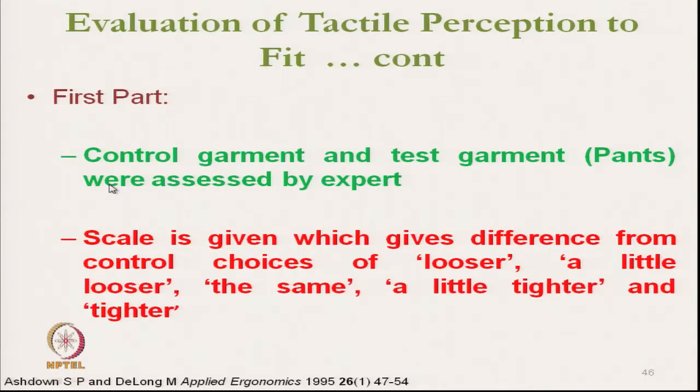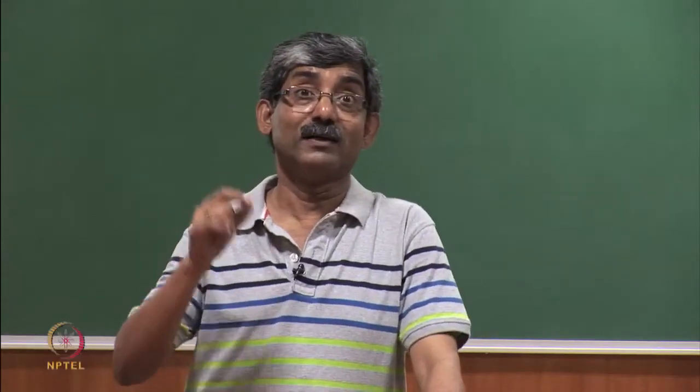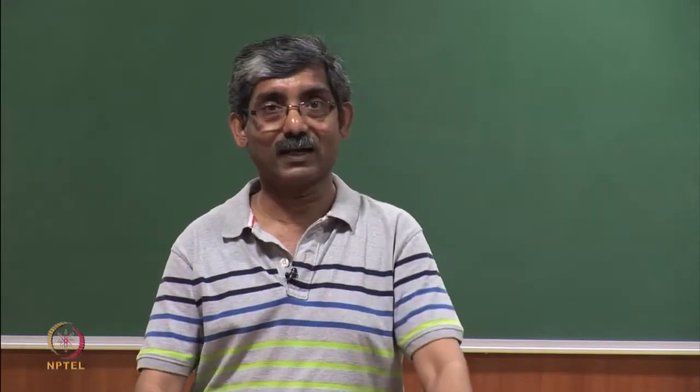Okay. So, there are three parts. In the first part, the control garment and test garment, that is pant, were assessed by the experts. The rating scales were given: looser, a little looser, the same, a little tighter and tighter. So, the pants were given to the experts, and they were asked to rate with this rating scale.